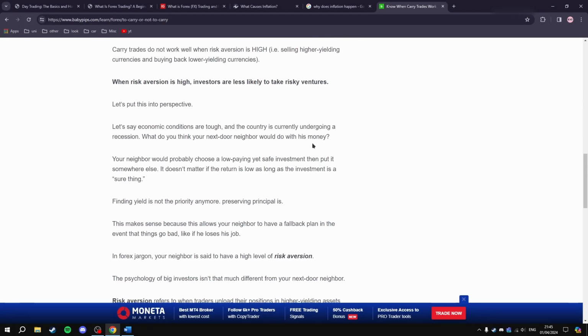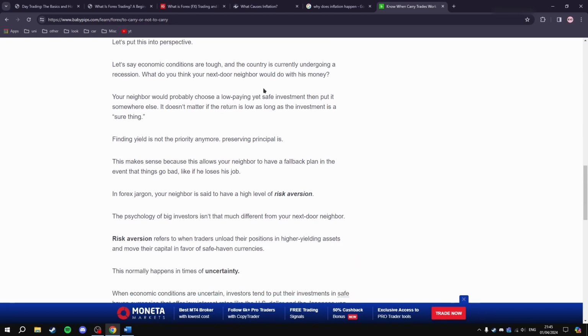When risk aversion is high, investors are less likely to take risky ventures. Let's put this into perspective. Let's say economic conditions are tough and the country is currently undergoing recession. What do you think your next door neighbour would do with his money? Your neighbour will probably choose a lower paying yet safe investment, then put it somewhere else.